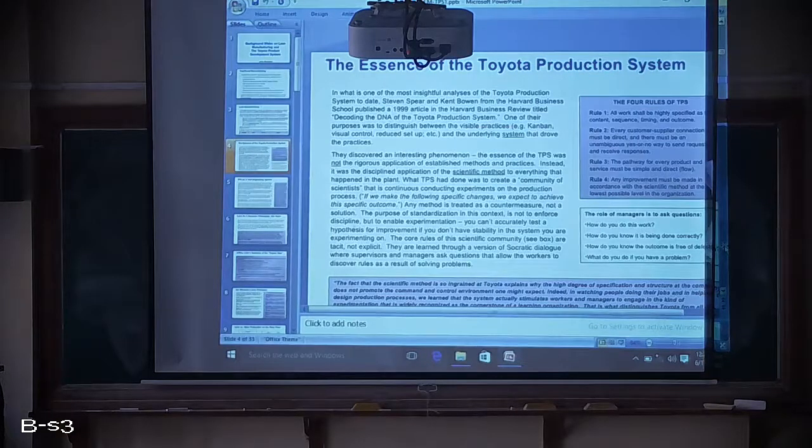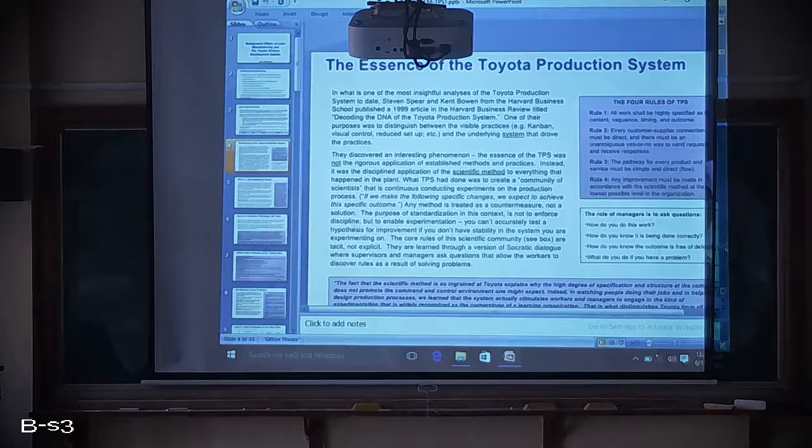So they have identified a different process. Okay, so they wanted to differentiate from the traditional view of TPS, which is using Kanban, visual control, reduced setup like SMED and all. So they wanted to differentiate one more system they developed, and gave the title Decoding the DNA of the TPS. They discovered an interesting phenomenon. The essence of the TPS was not the rigorous application of established methods and practices. Instead, it was the disciplined application of the scientific method to everything that happened in the plant.